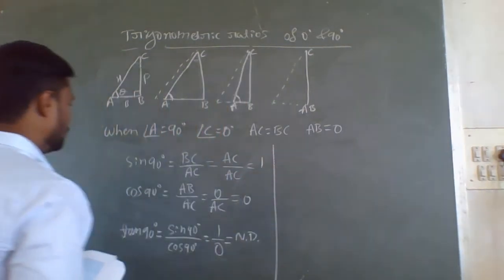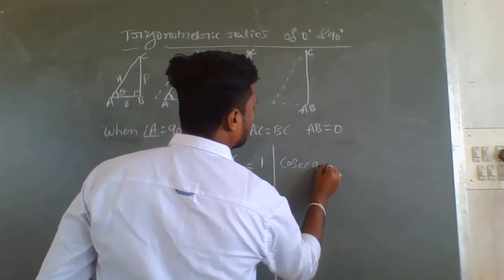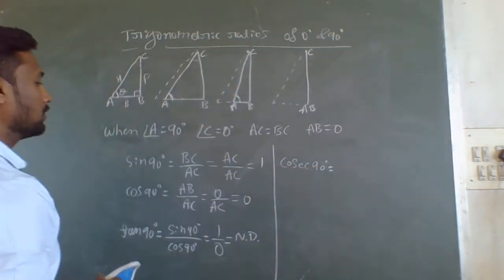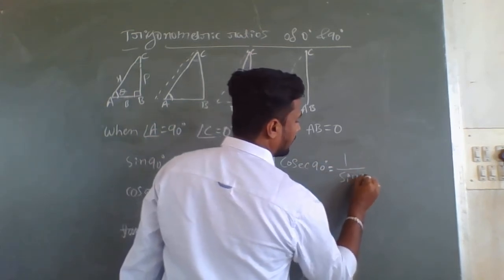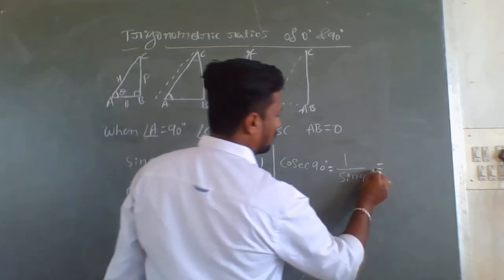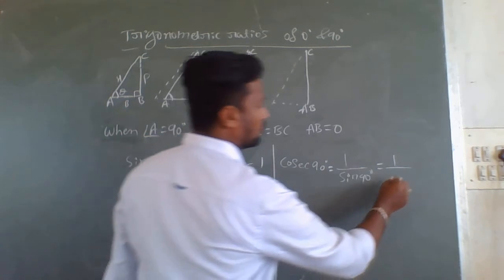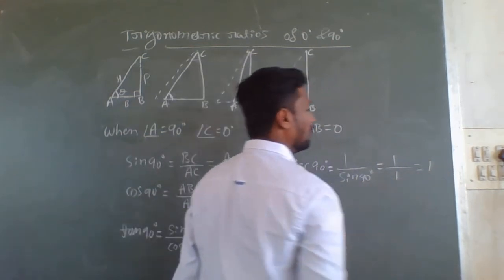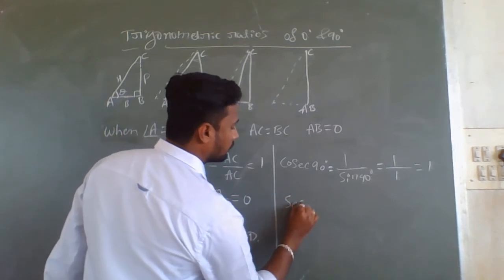Next, we will write cosec 90 value. We know that this is the reciprocal of sin 90. So 1 by sin 90, the value is 1. So 1 by 1 means what we get? 1. Next, sec 90.